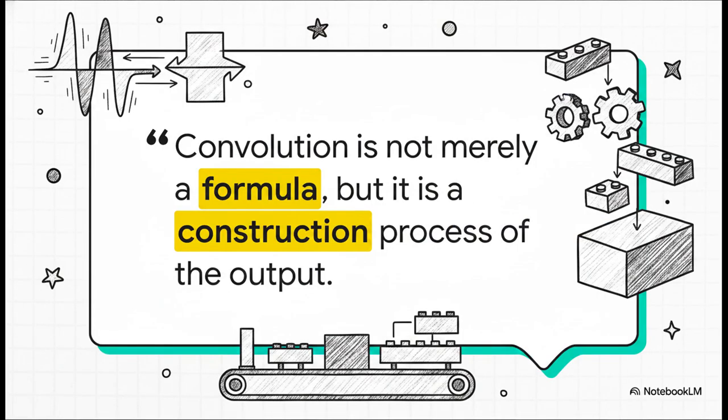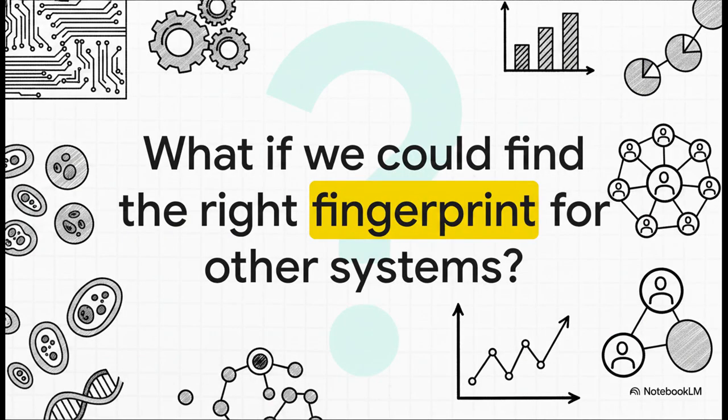I love this quote from the source material. It just nails it. Convolution is not merely a formula, but it is a construction process of the output. And we really saw that, didn't we? Watching that output signal get built moment by moment really drives home that this is a living, breathing process. And that leaves us with one last, kind of mind-bending thought. We applied this idea to engineering systems, but the core concept is really about finding a fundamental response, a fingerprint, to predict complex behavior. So you have to wonder, what other complex systems out there, maybe in economics or biology, or even in how people interact, could we predict if we could just figure out the right fingerprint to look for?